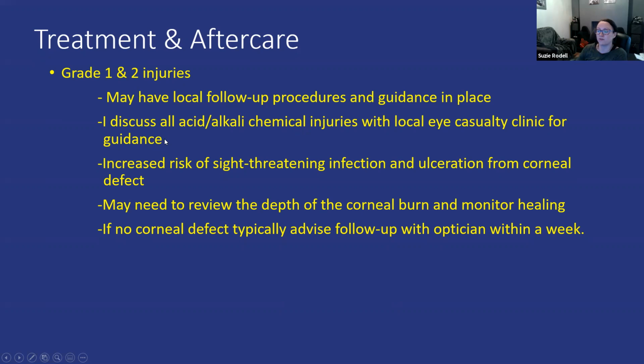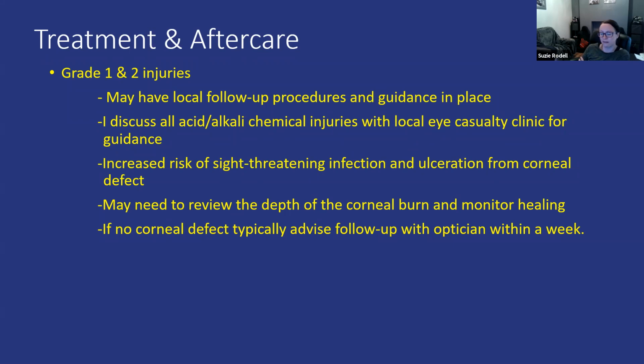So even if there's an alkali or acid injury and they don't have any fluorescein uptake, or on examination everything seems quite normal other than pain and a bit of blurred vision, I still ring ICAJ, because I like my discharge advice, aftercare and follow-up to be based on what ICAJ advise. For the grade 1 and 2 injuries that we talked about, evidence says that sometimes they don't need follow-up, but personally I think good practice is to discuss them all, or if you can't discuss, give them an appointment, because like I said, corneal burns can carry on burning for hours afterwards.